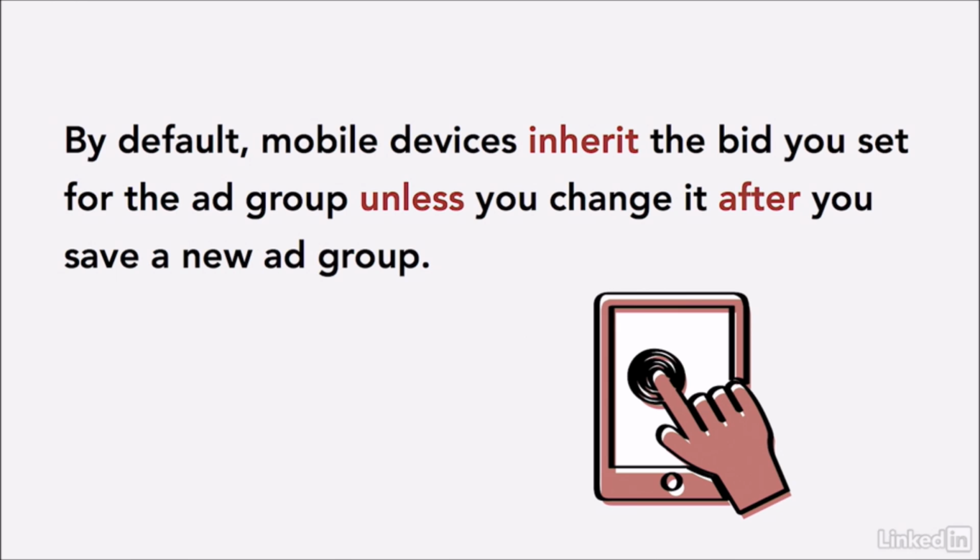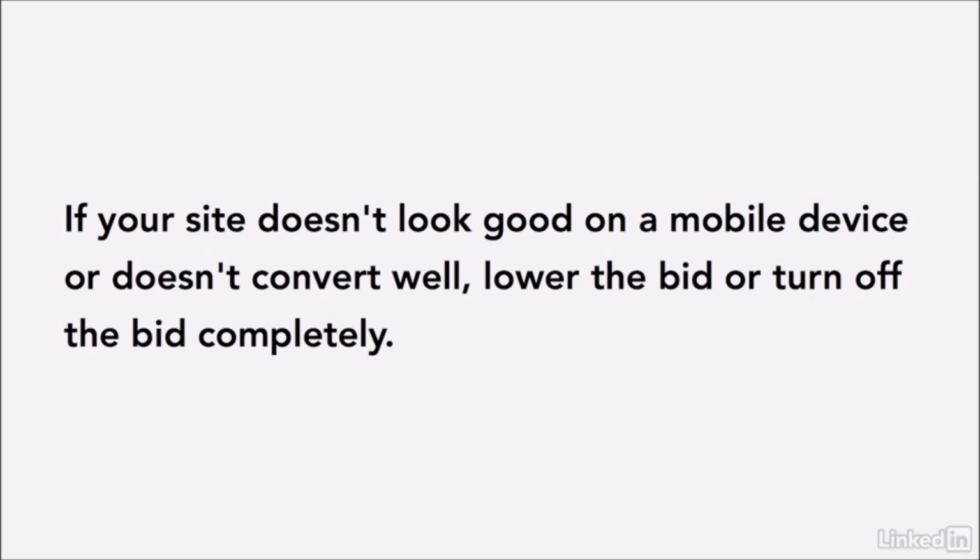Our next one is to use mobile bid modifiers. By default, mobile devices inherit the bid that you set for the ad group unless you change it after you save a new ad group. The setup wizard conveniently leaves this little detail out. If your site looks awful on a mobile phone or doesn't convert well, you want to at the very least lessen the amount of the bid or turn it off completely. Let me show you how to do that.